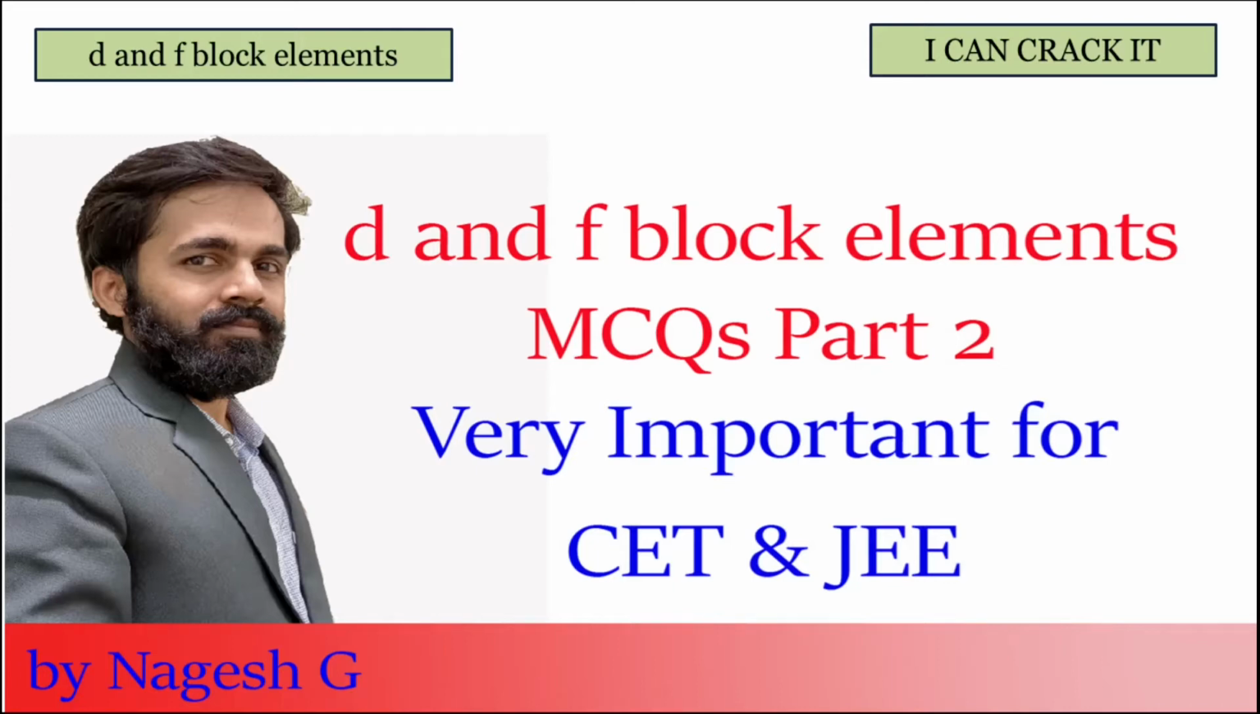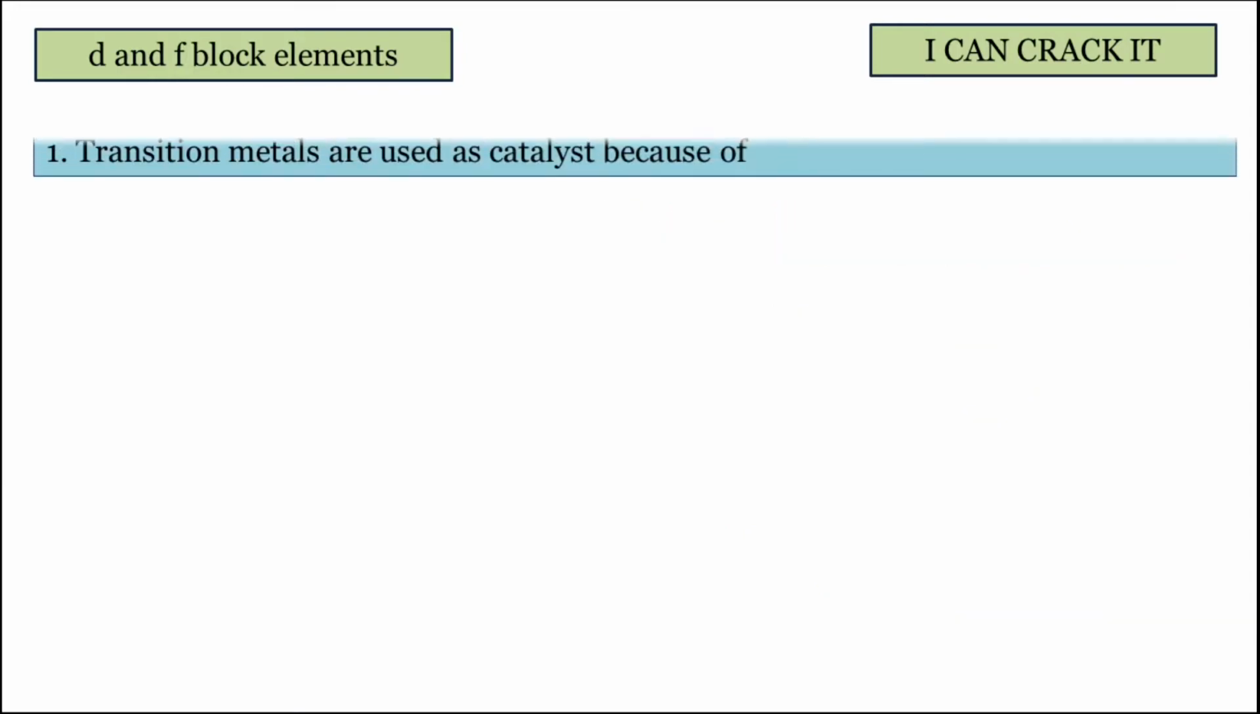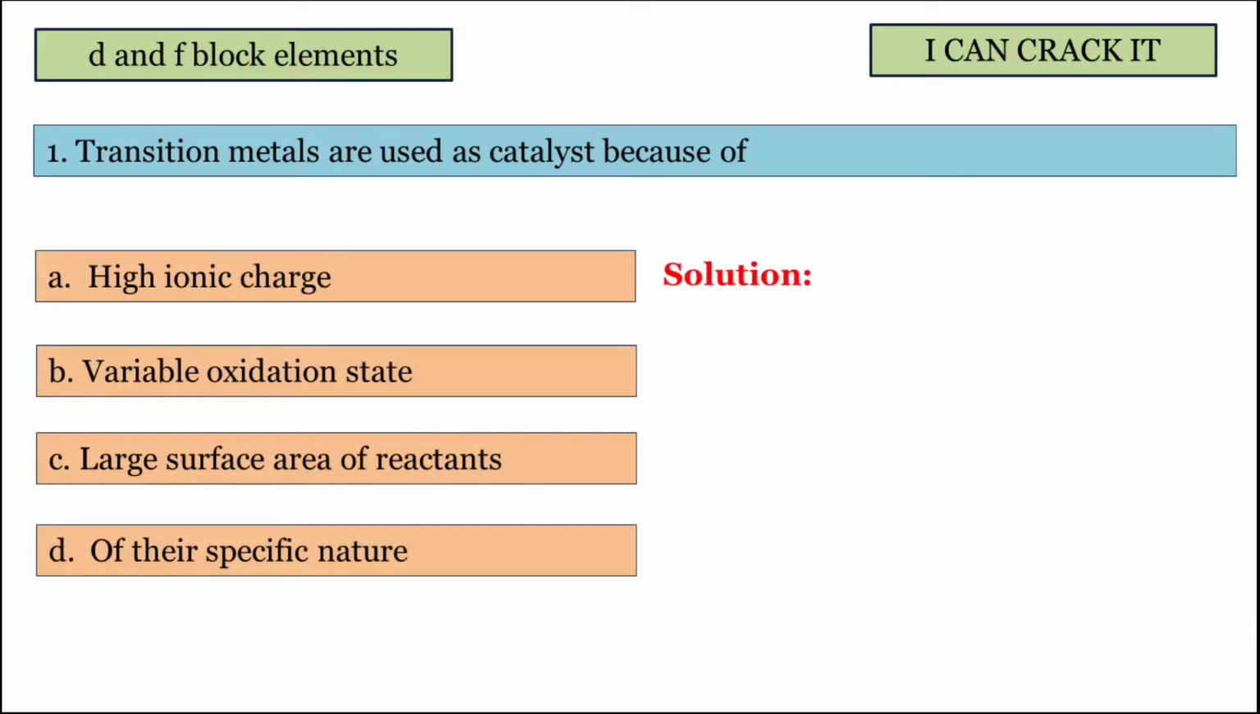In this session, we will continue with MCQs on the chapter D and F block elements. Now let's see the first question. The transition metals are used as catalyst because of, they are given four properties here: high ionic charge, variable oxidation state, larger surface area of reactants, and their specific nature.